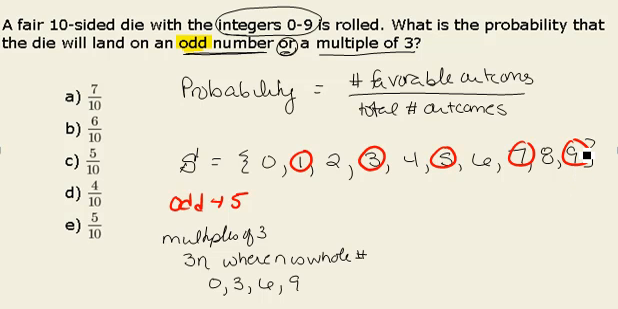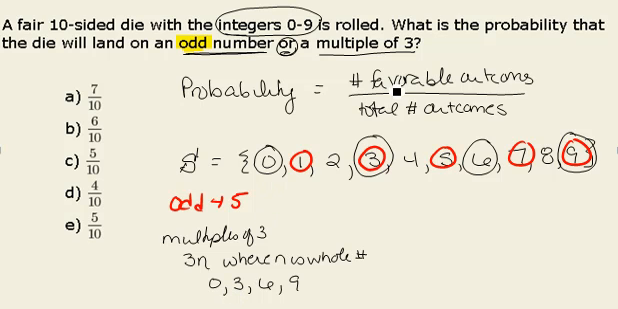Therefore, if we circled the ones that are multiples of 3, we are going to see some overlap. We have 0, 3, 6, and 9. Therefore, we have 4 multiples of 3.